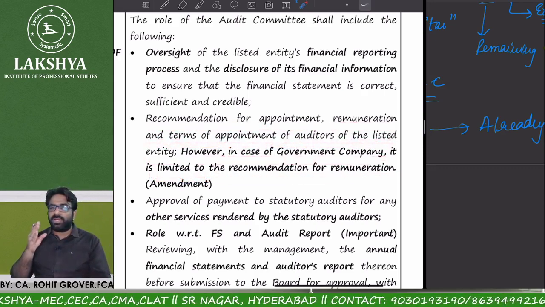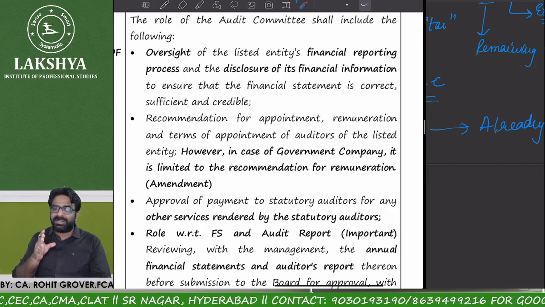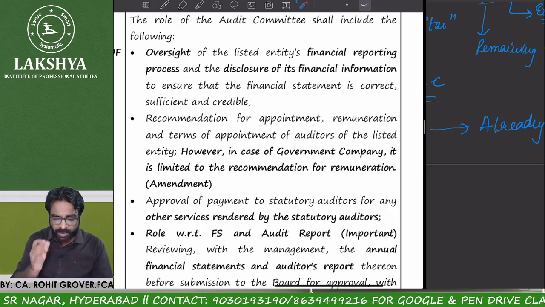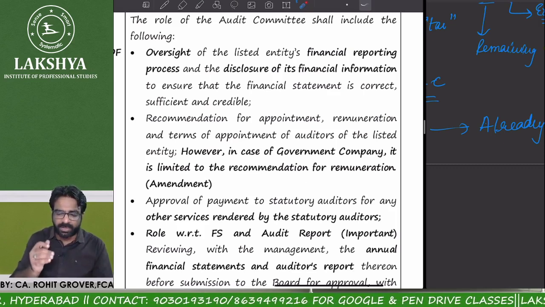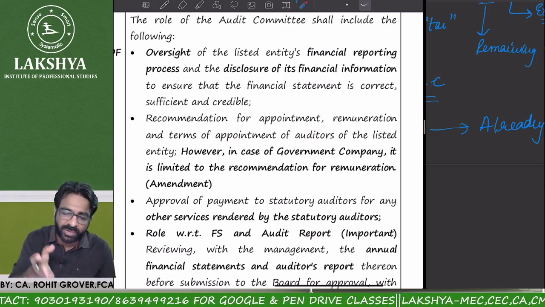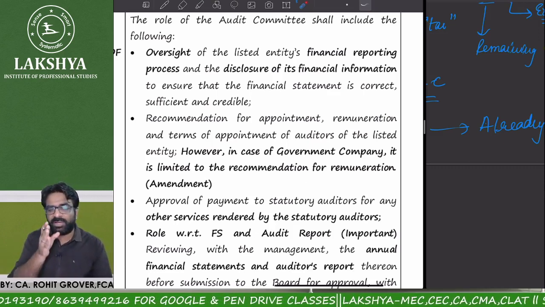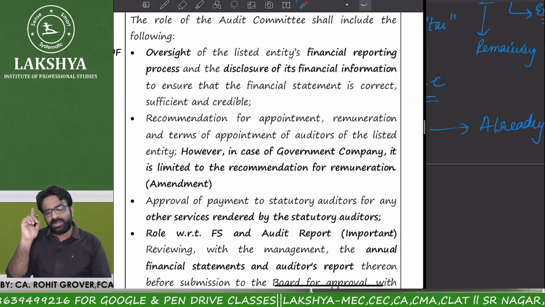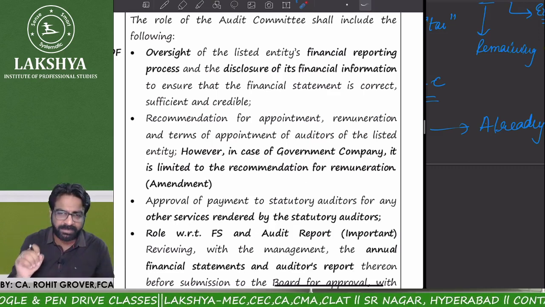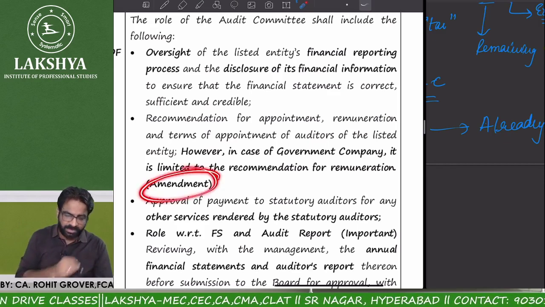Point number 2, recommendation for appointment, remuneration and terms of appointment of auditors of a listed company. However, in case of government companies, it is limited to the recommendation for remuneration only. Now, if you are a non-government listed company, it is the audit committee which will recommend the appointment, the remuneration, and the terms of appointment of the auditor of the company. But if you are a government listed company, all that will be done by the C&AG. Here the audit committee will only decide what? Remuneration. That is a small amendment.